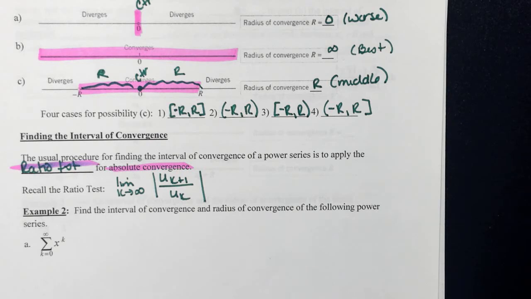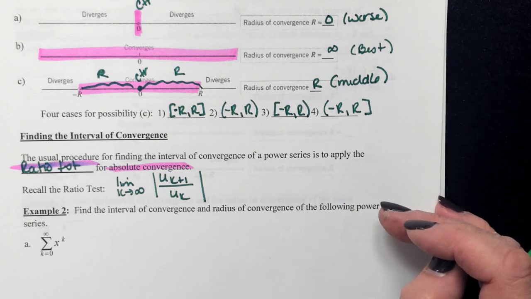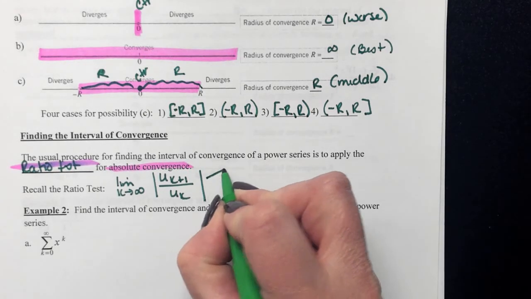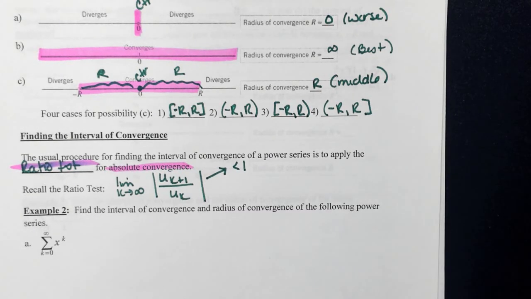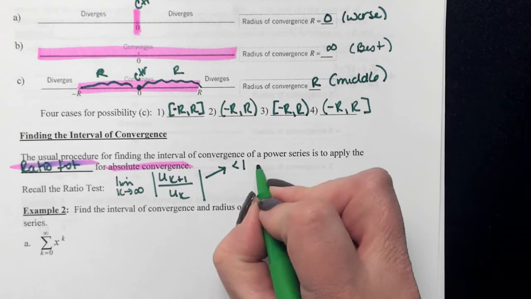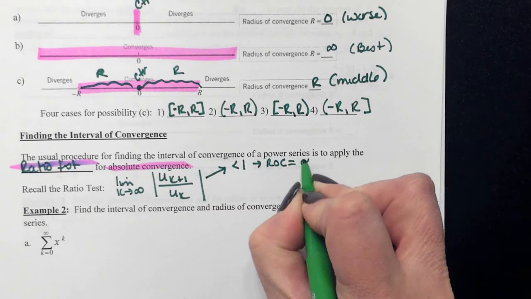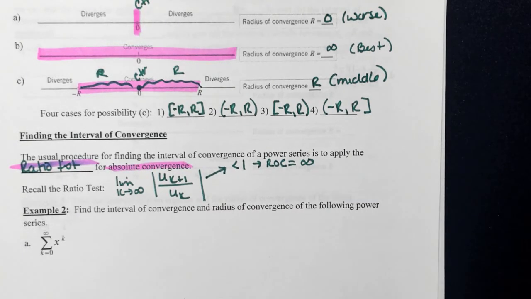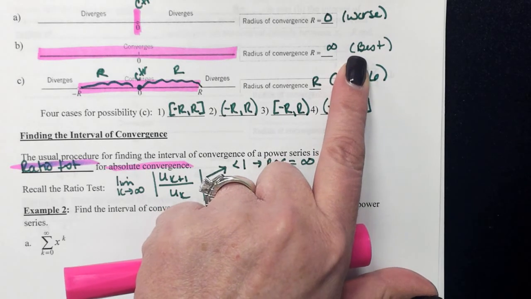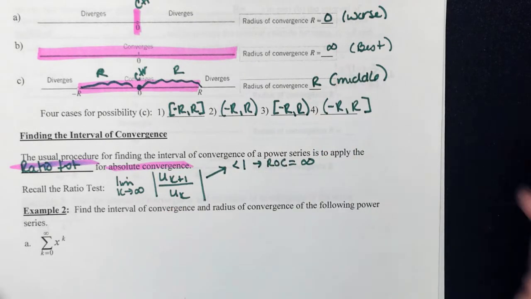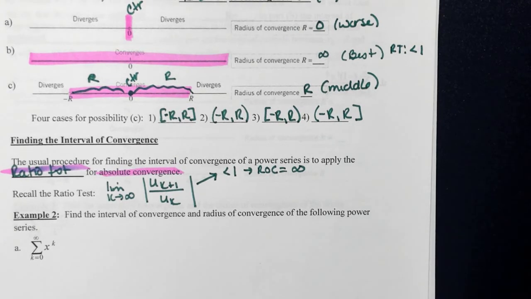How is this going to help us in terms of figuring out what scenario we have, your worst, middle of the road, or best case scenario? So when you perform your ratio test, if you have the value of the limit to be less than 1, then we know that this is going to converge absolutely. So what happens is you're going to have a radius of convergence of infinity. We have absolute convergence. So going back to your diagram, how do you know when we have this radius of convergence is infinity? After you do your ratio test, if it's less than 1, then you know you have your best case scenario.